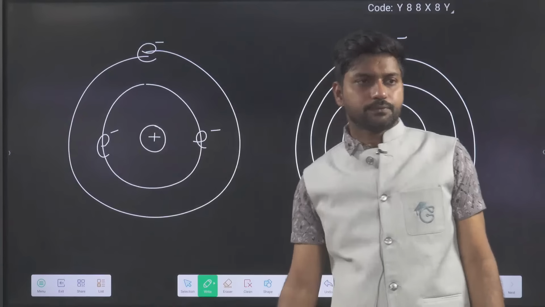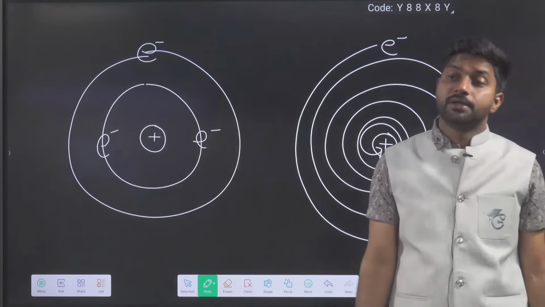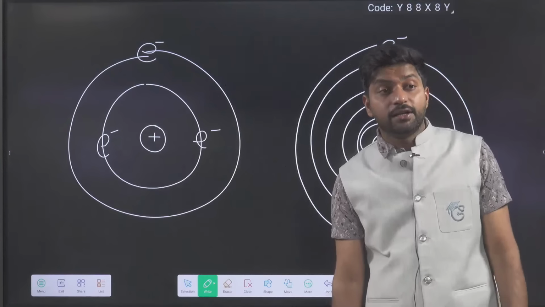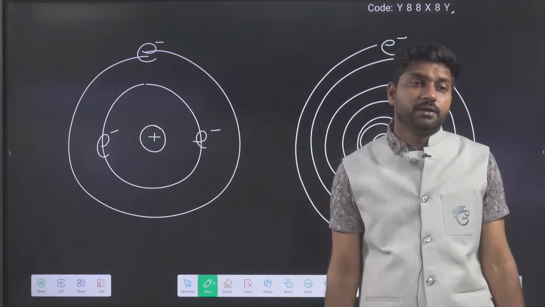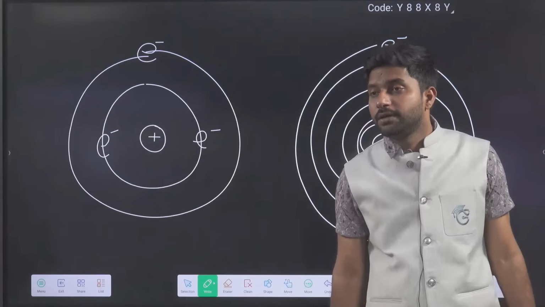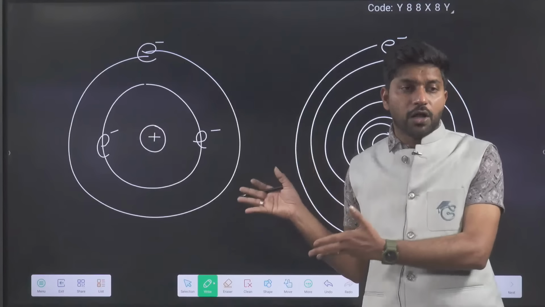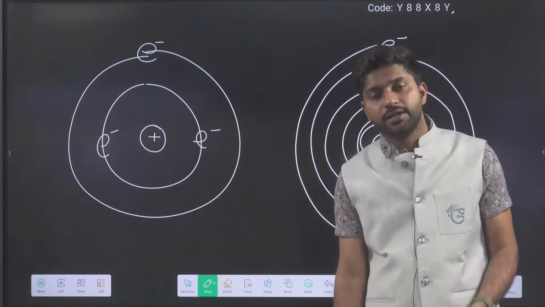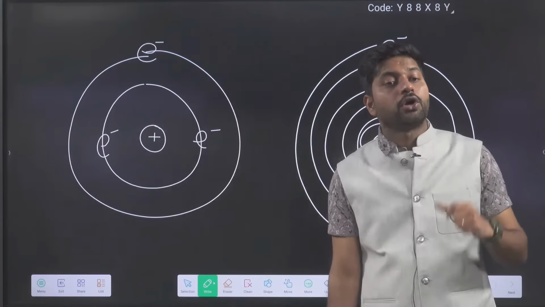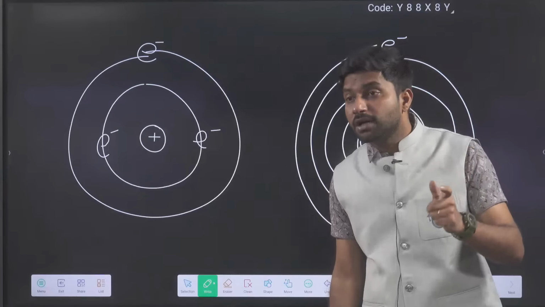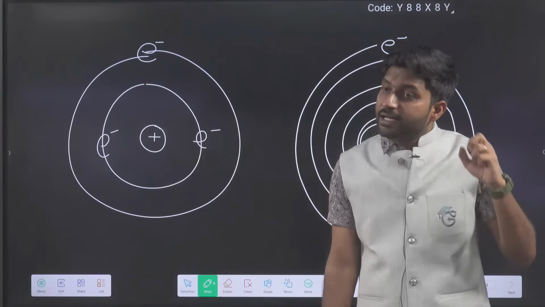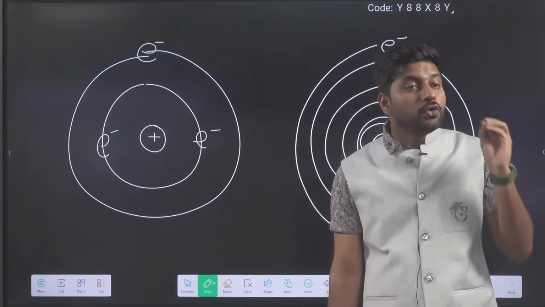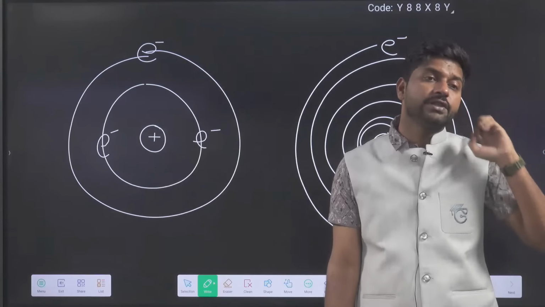Finished. But it does not happen. Practically, in reality, it does not happen. When it does not happen, it means that in your model, whatever Rutherford has given, there is a problem, it is not correct. It is incomplete. But at that time, Rutherford had no answer to this question.